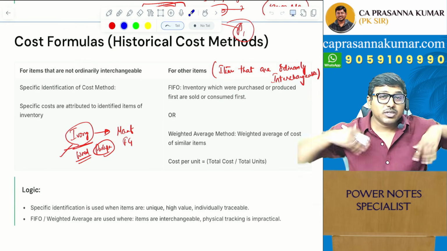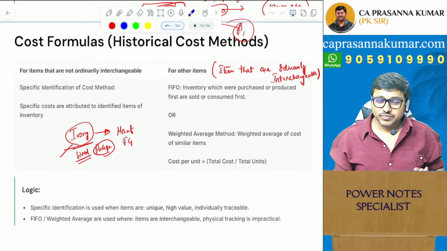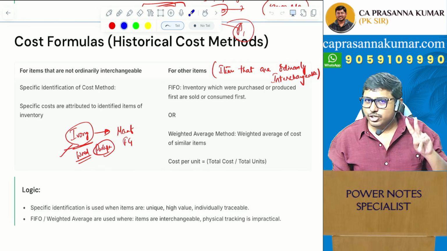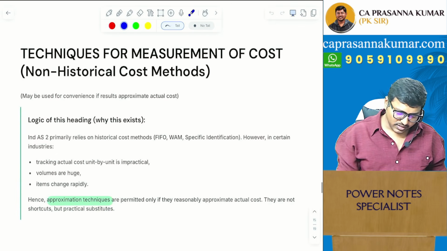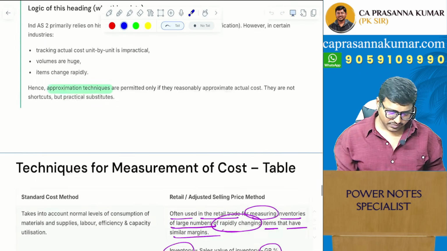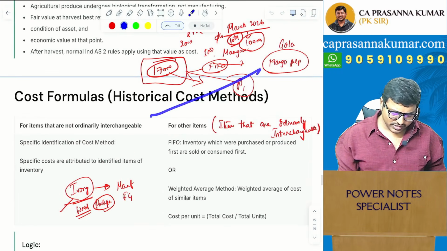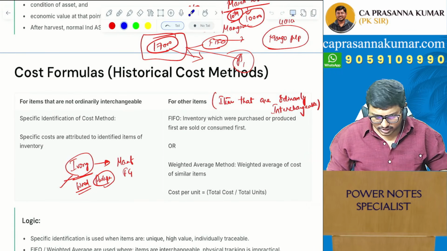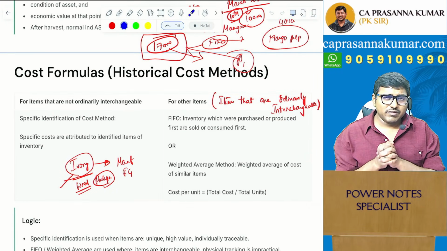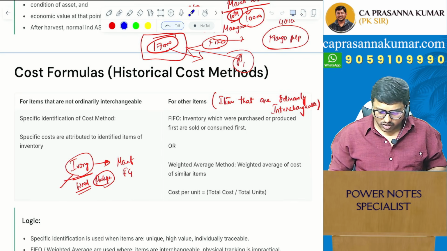What are all the formulas that you can apply to find out the cost of the inventory? Now, these formulas can be categorized into two categories. One is historical, the other one is non-historical methods. So what is historical? Very simple. To apply historical methods, first you need to identify whether the items are interchangeable or not.